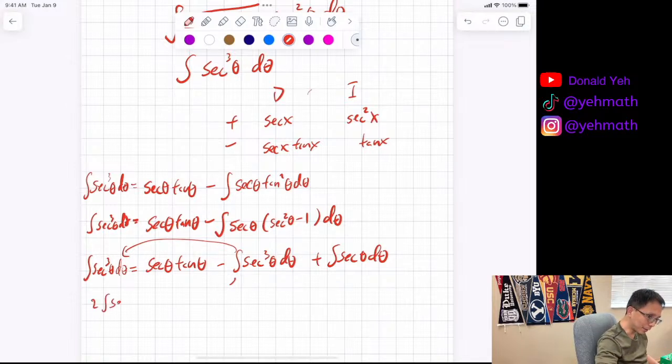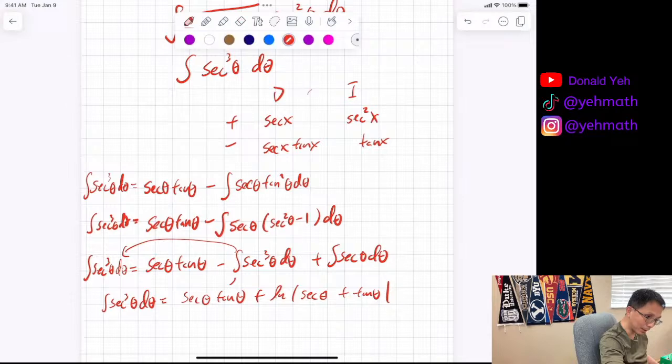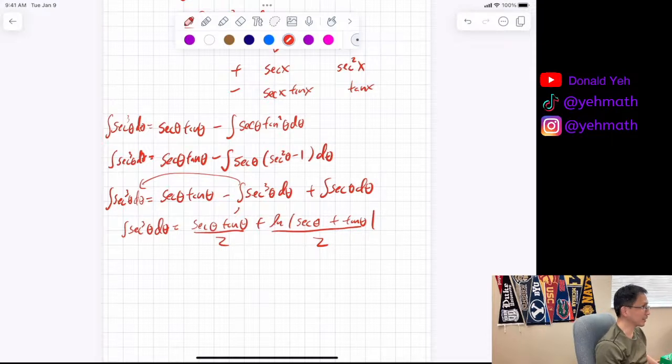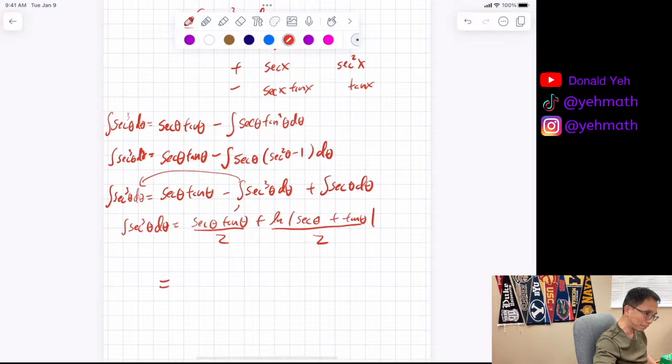So it'll be 2 times the integration of secant cubed d theta is equal to secant theta tangent theta plus the integration of secant theta, which will be natural log of secant theta plus tangent theta. And then I just divided by 2 on all of them. So I'm going to divide it by 2. And I'm not done yet. You know it's equal to this, right? Then it's a half.